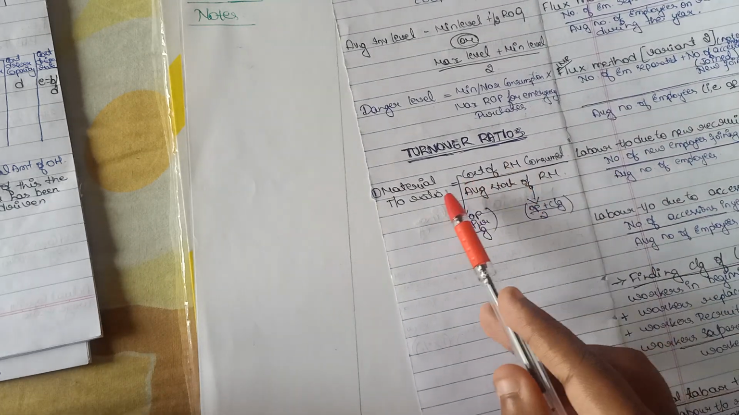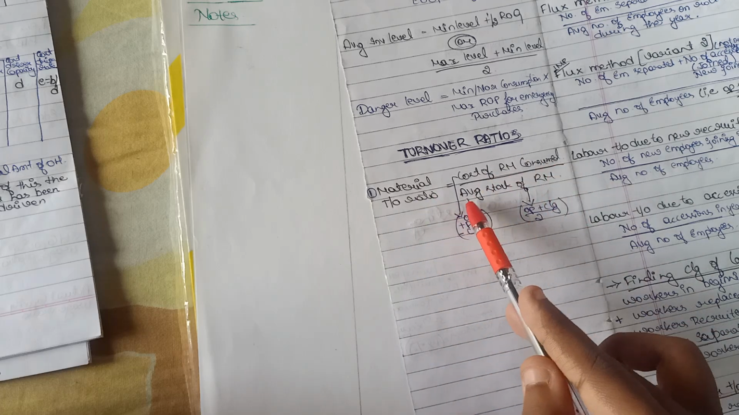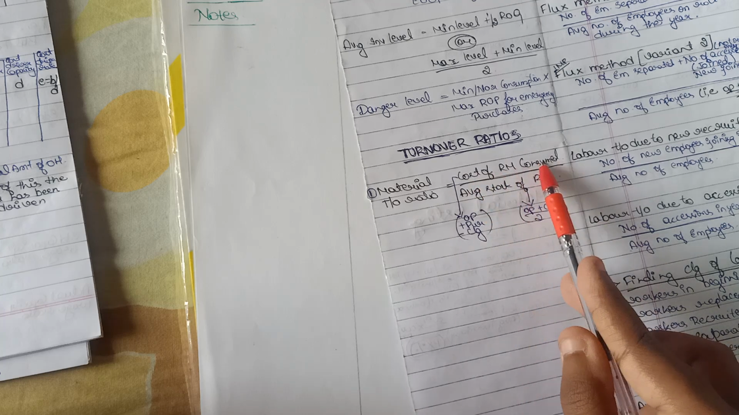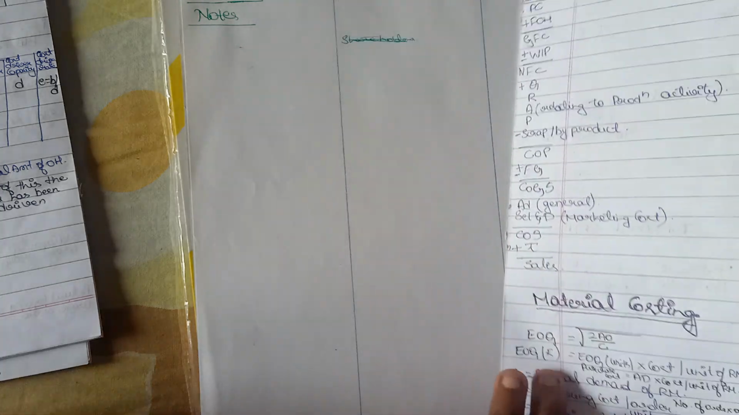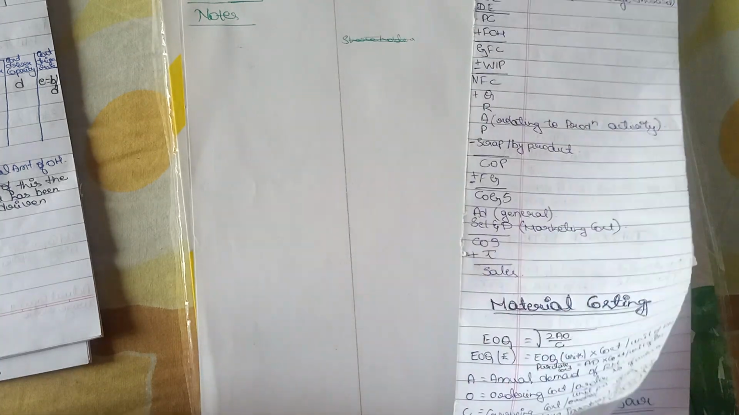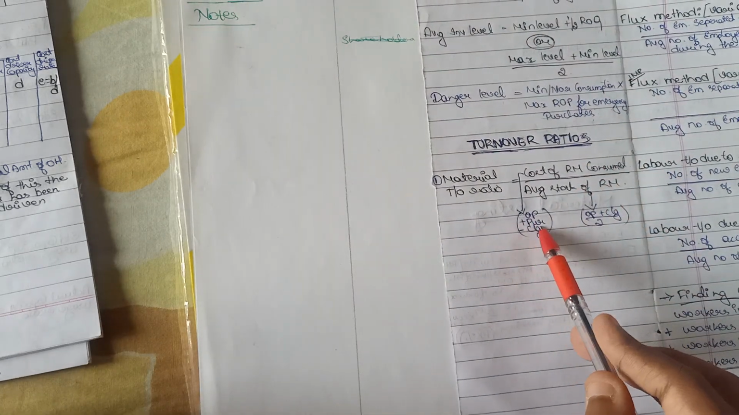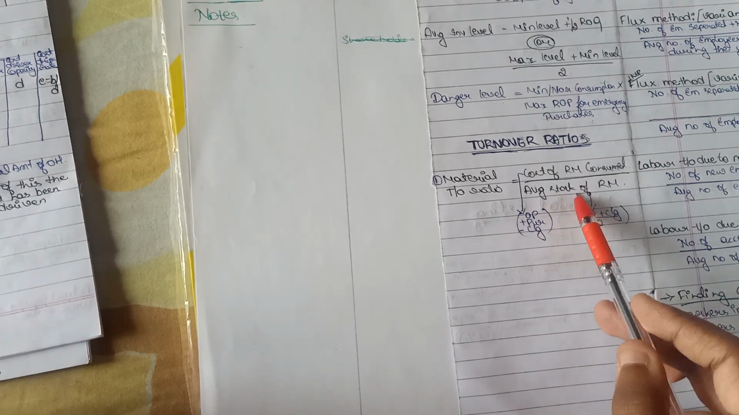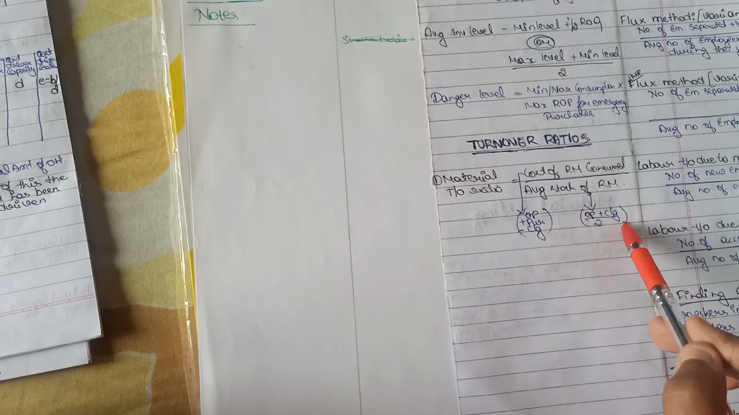The turnover ratios, like material turnover ratio, cost of raw material consumed divided by average stock of raw materials. Here we know how to calculate raw material consumed, right? Just like we saw in a cost sheet, we'll be calculating it in the same manner, that is opening plus purchase minus closing. We'll calculate average stock of raw materials just like that, opening plus closing divided by 2.